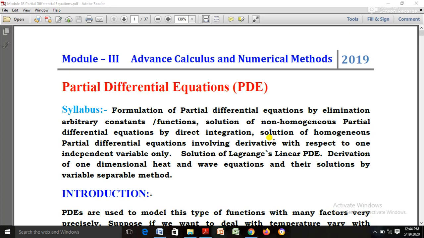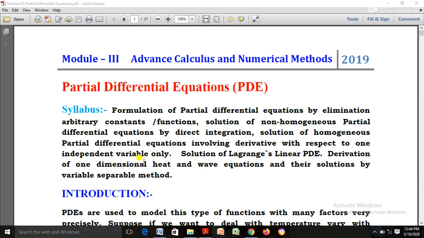Dear student, today we study Module 3, which is partial differential equations. The syllabus contains: formulation of partial differential equations by elimination of arbitrary constants or arbitrary functions, solution of non-homogeneous partial differential equations by direct integration, solution of homogeneous partial differential equations involving derivative with respect to one independent variable, solution of Lagrange's linear partial differential equations, derivation of the one-dimensional heat and wave equations, and their solution by the variable separable method. So this is the syllabus.